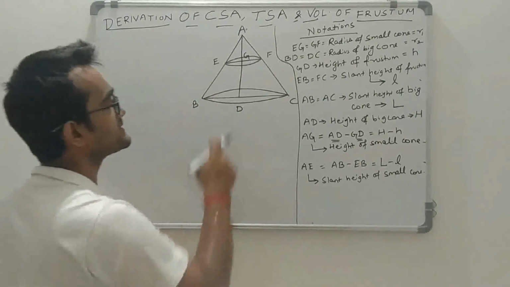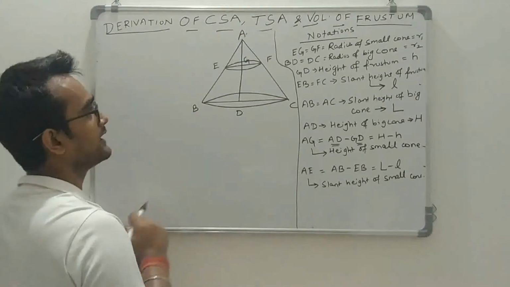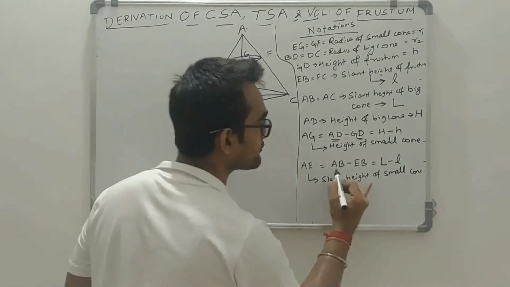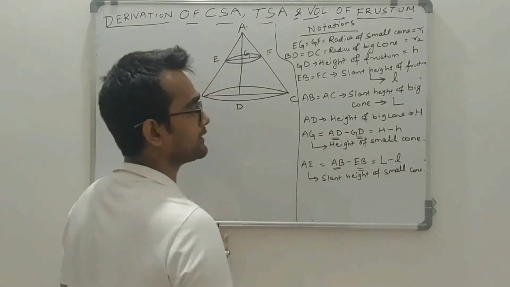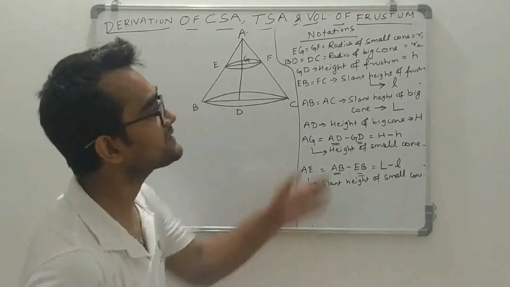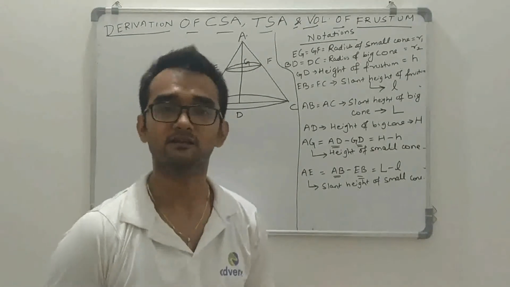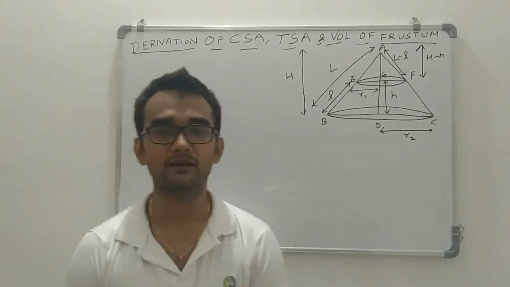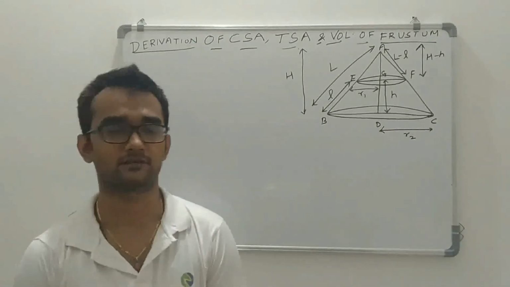The last one is a. a is the slant height of small cone, as you can see from the figure. And what is a? a is AB minus EB. By inserting the values of AB and EB from above, we got a equal to capital L minus small l. And a is the slant height of small cone. So friends, these symbols along with these notations will be used in the derivation. Now after drawing a diagram and signifying all the notations used in the derivation, we will start our derivation.